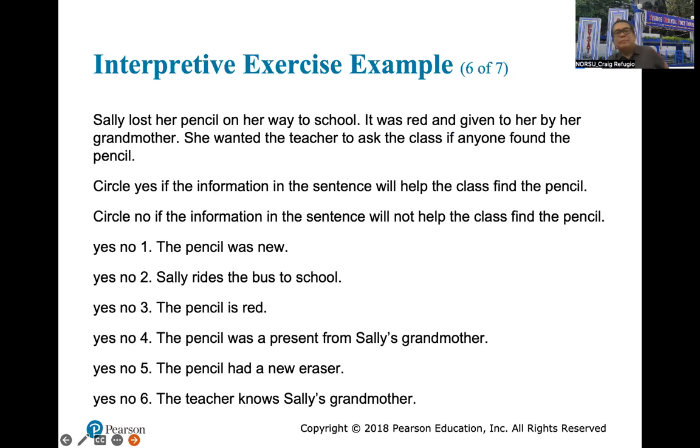Next example. Could you read this one, Joshua? Joshua Abelianeda. Yes, sir.